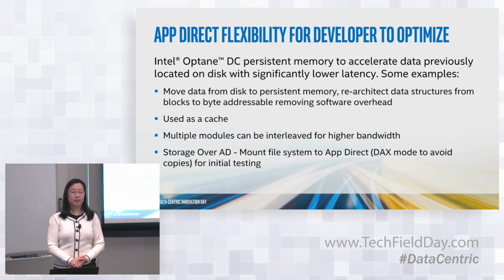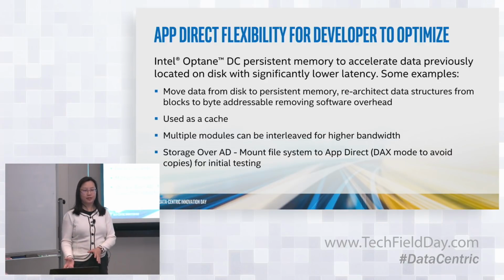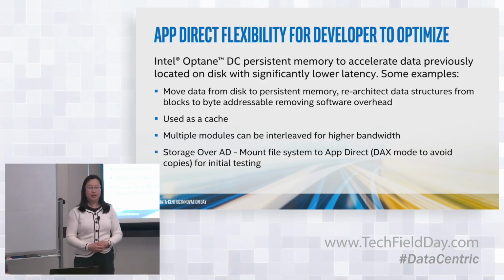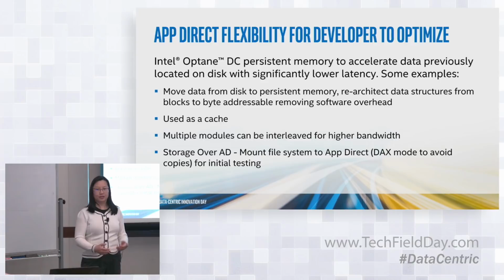Okay, a different way to use AppDirect is to take data that was previously in the disk and accelerate the performance by moving it into AppDirect. And we looked at the performance characteristics of the module, and so there is a lot of potential for performance benefit doing this. One way to do this is to move the data that was in a disk and move it into persistent memory and then re-architect the application so that it's taking advantage of byte addressable instead of blocks. An example of that is Cassandra actually has been rewritten to skip a whole bunch of steps in the software flow and directly just access data and back out again.